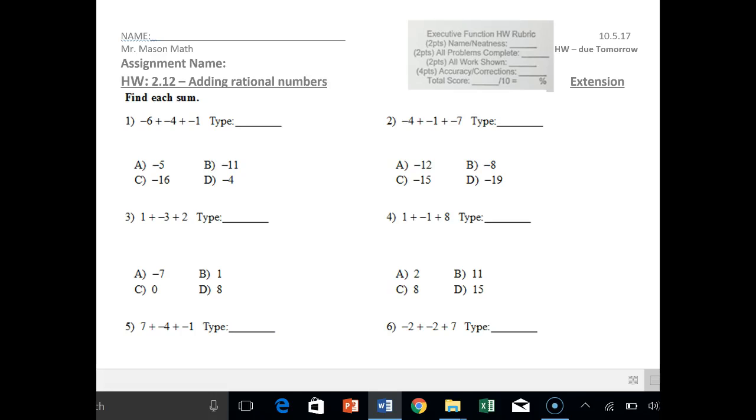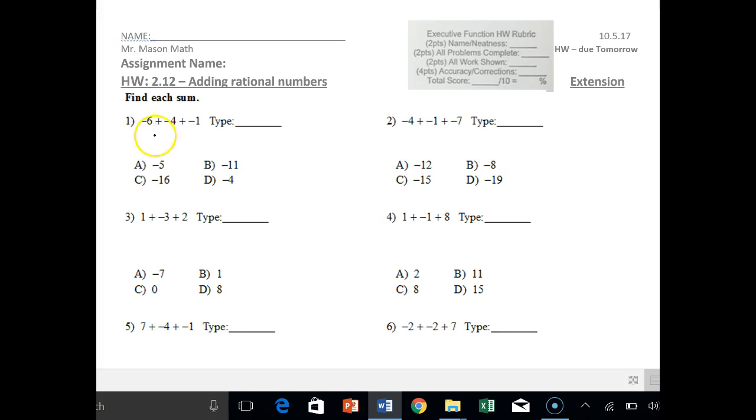So be forewarned, this is going to be a tricky homework. You got to really lock in and focus and listen to what I'm saying. So this is an extension homework, our first one, where we're taking rules that we've learned not only from fractions and decimals and now integers, but trying to put them all together, right? So adding rational numbers is this title.